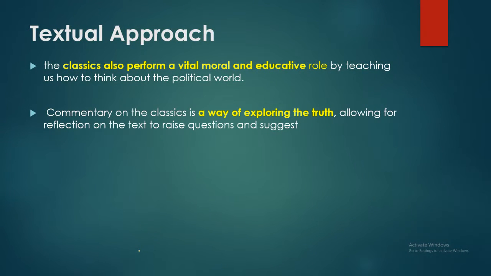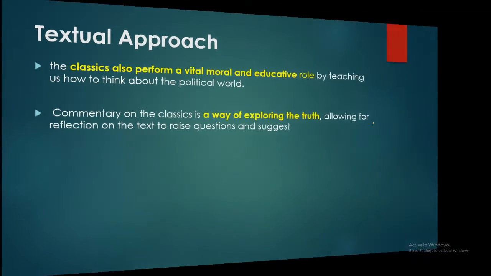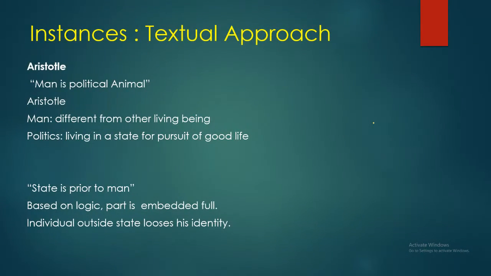So out of it, what we gain is that the textual approach primarily says that there are vital, important moral and educative values embedded in the classical text, and the need is to read those texts time and again, and that therefore we can explore the real truth. So he goes into reading the text. Now, these are some of the examples of the textual approach. Like if we take up Aristotle, his famous words that man is a political animal. So, what does political animal mean?